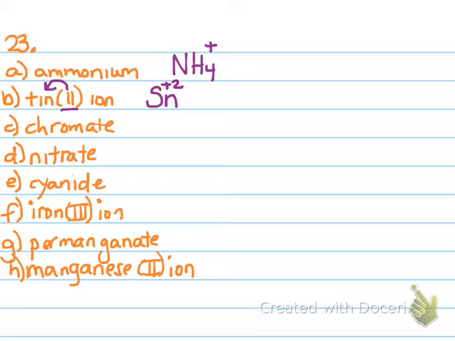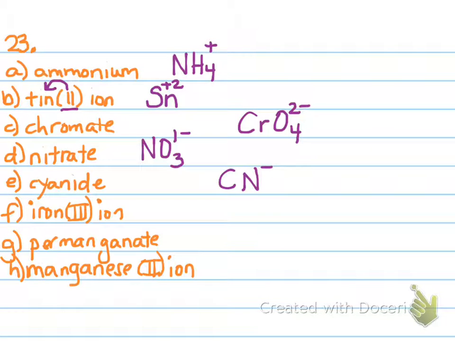Letter C, chromate. Chromate, again, is one of the polyatomic ions you have memorized. Chromate is CrO4 with a charge of -2. Nitrate, another one of your 10 polyatomic ions you're memorizing. It's NO3 with a -1 charge. Cyanide, that's not a polyatomic ion you have memorized, so you're going to look at your helper sheet and find cyanide, which is CN with a charge of -1. Iron 3 ion, again, this 3 is telling me the charge on that iron, so iron symbol is Fe with a charge of +3.